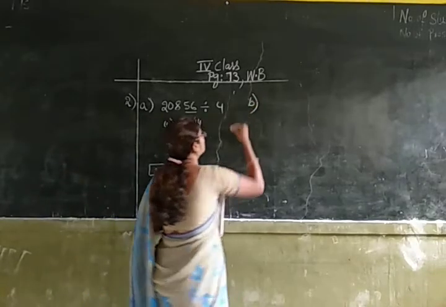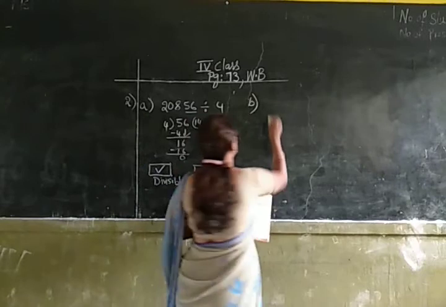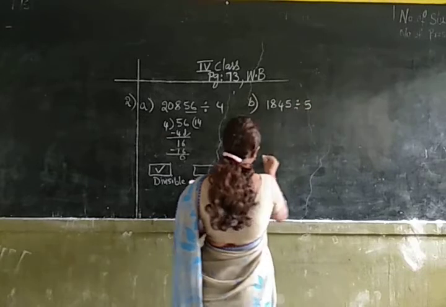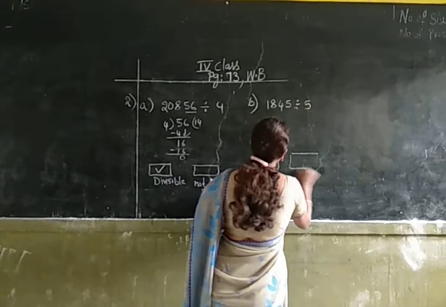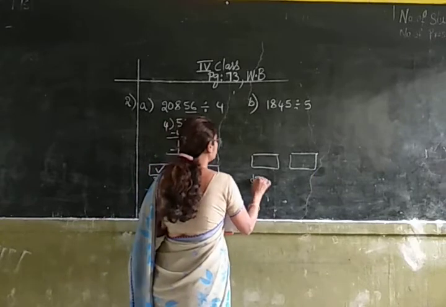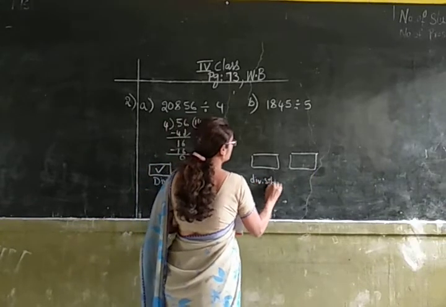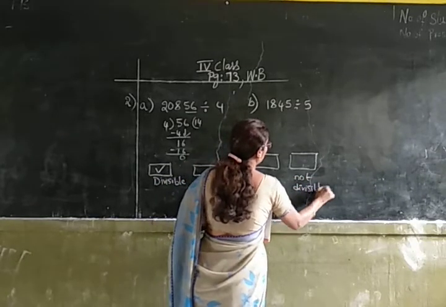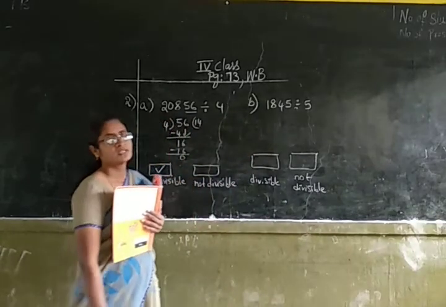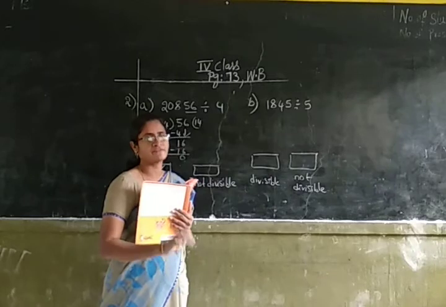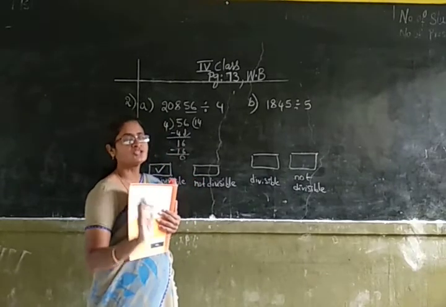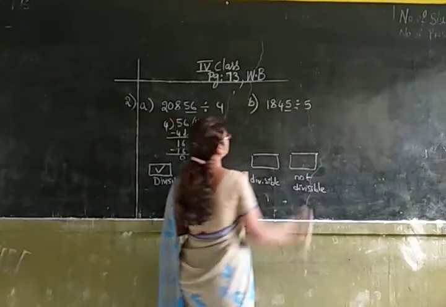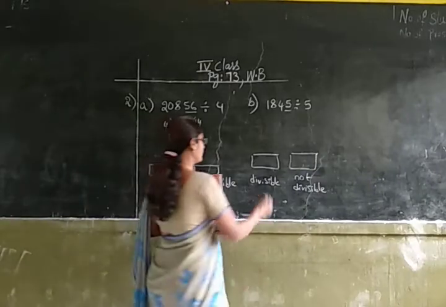Okay children, now let us do the B sum. 1,845 divided by 5. We have to find out whether it is divisible or not divisible. You all know that if the ones place of the number has 0 or 5 in it, then the number is divisible by 5. Here the ones place of this number has 5. So it is divisible by 5.